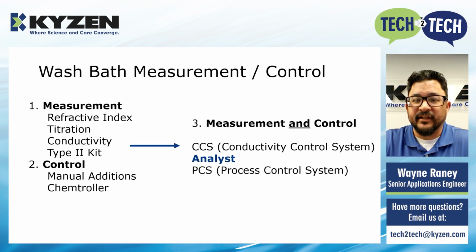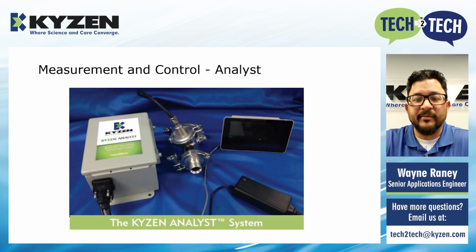The Analyst is next in line. It's a more independent and complex system than the Chemtroller or the CCS, but it's more dependent than the PCS, which we'll talk about later. The Analyst is mainly used in electronics applications whose wash bath flux loading doesn't affect the readout of the sensor. These are the main components of the Analyst. You got the HMI, the sensor, the power supply, and the control box.